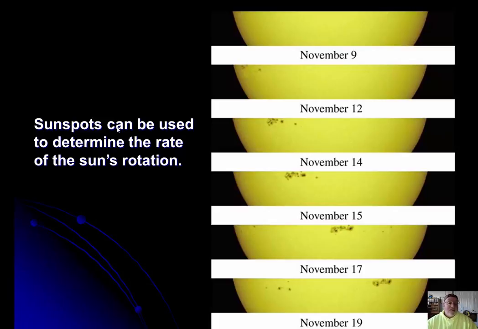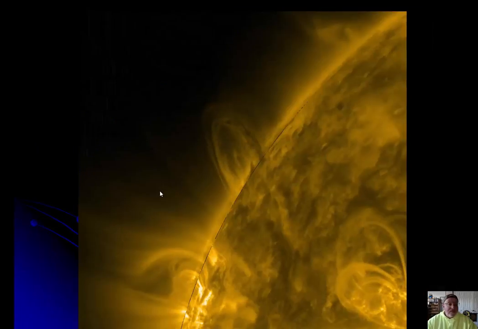Sunspots can be used to determine the rate of the sun's rotation. We can't really see the yellow section of the sun rotate, but we can see the sunspots, the darker, cooler 5,000 degrees C versus 6,000 degrees C. You can see between November 9th and November 19th these things actually move across the surface of the sun, showing you that it is rotating. And this is a little lower than the equator, which is why it has the sunspots.